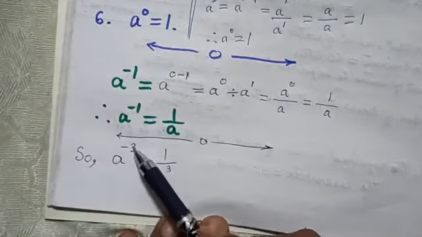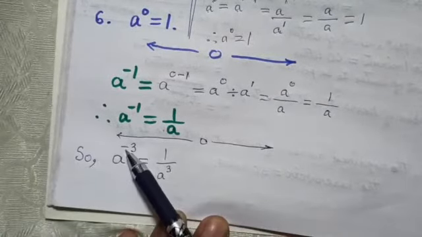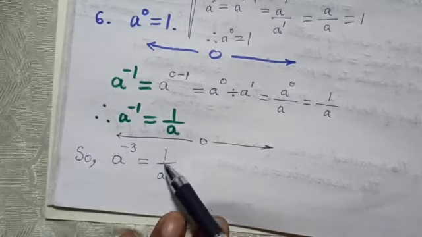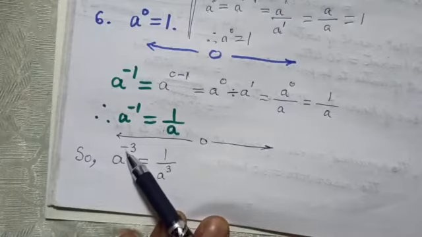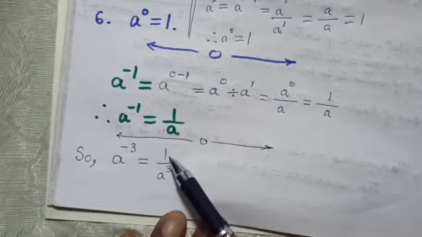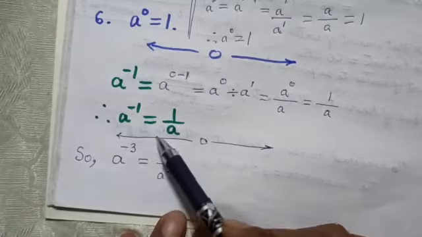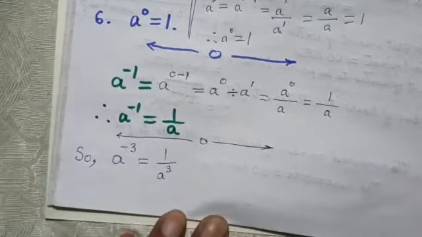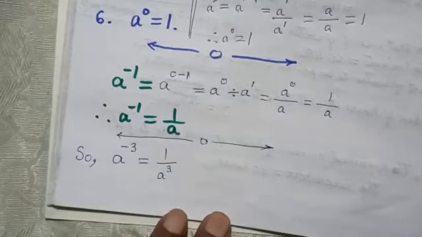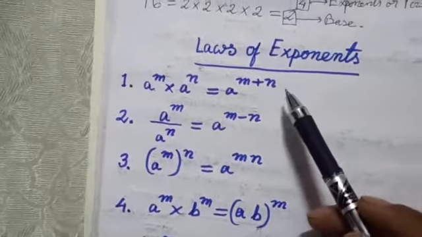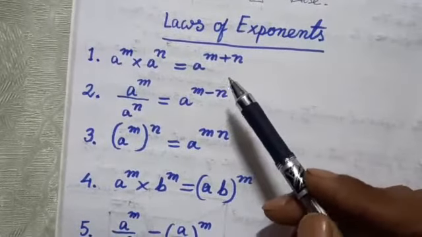So a to the power minus 3 is equal to, if there is a minus sign in the power, we leave this minus sign, then we can write 1 by a cube. This power 3 stays, but the minus sign from the power is left out, and we write 1 by a cube using this step. Now after learning these laws of exponents, we can try the exercise.